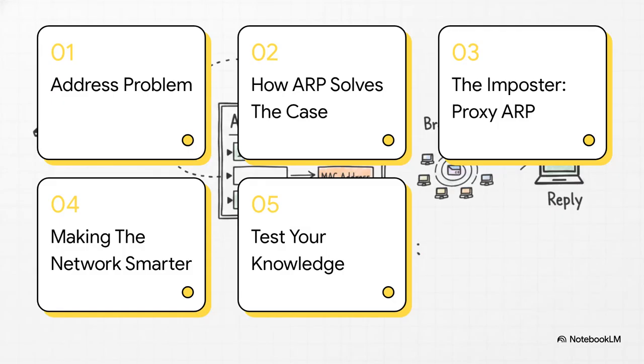So here's our plan of attack. First, we'll look at the fundamental problem, the network's address problem. Then we'll meet our lead detective, a protocol called ARP, and see exactly how it works. After that, we'll investigate a really interesting character, an imposter known as proxy ARP. Then we'll see how the network gets smarter over time. And finally, you get to put on the detective hat and test what you've learned.